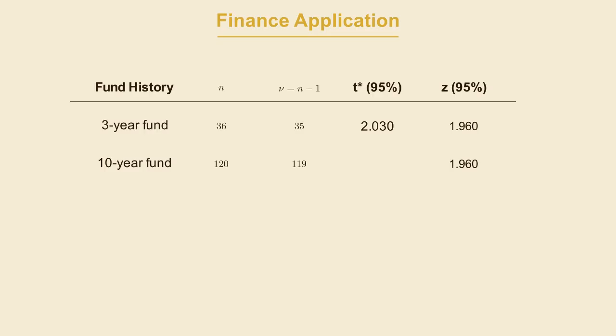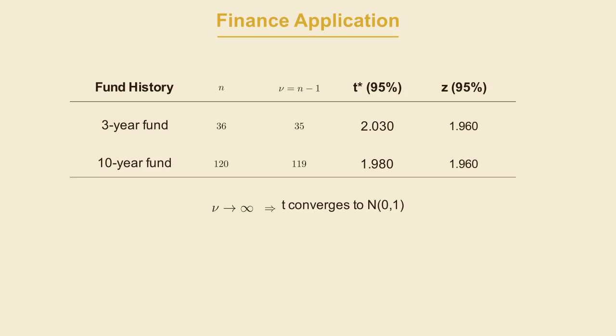Now suppose the same fund has been running for 10 years and we get 120 months of data. Now our degrees of freedom are 119, one less than 120, and the t critical value at the 95th percentile with 119 degrees of freedom is 1.980. That's much closer to the normal distribution's equivalent of 1.960. The two distributions are basically indistinguishable at that sample size. And at 30 degrees of freedom or above, the gap between the t distribution and normal distribution is small enough that for most practical purposes it doesn't matter very much.